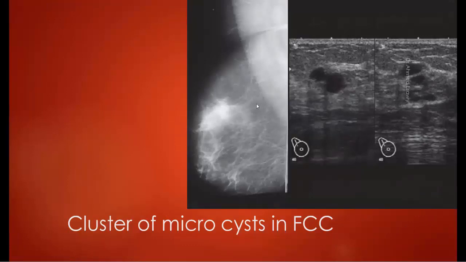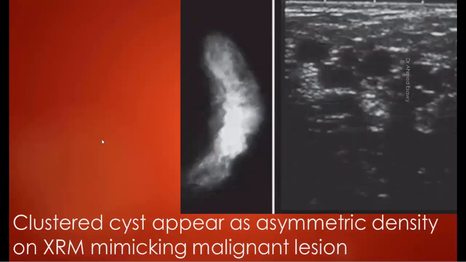Cluster of microcysts in fibrocystic change present as area of asymmetric density in the mammography, circumscribed, partially ill-defined. This is clustered microcyst in fibrocystic change in ultrasound, present as asymmetric density in mammogram, mimicking malignant lesion, partially circumscribed.